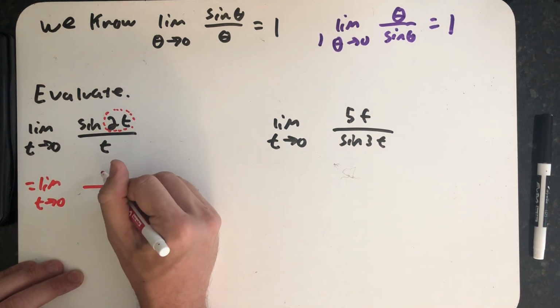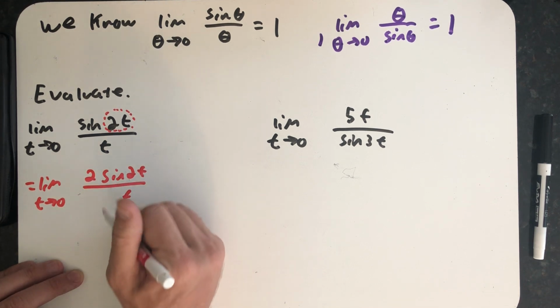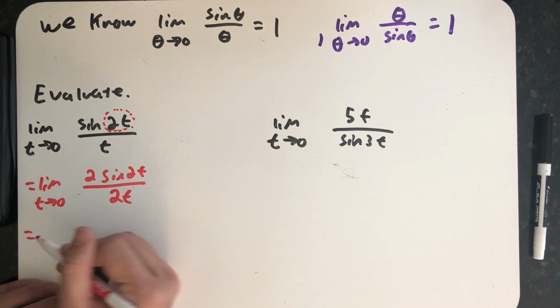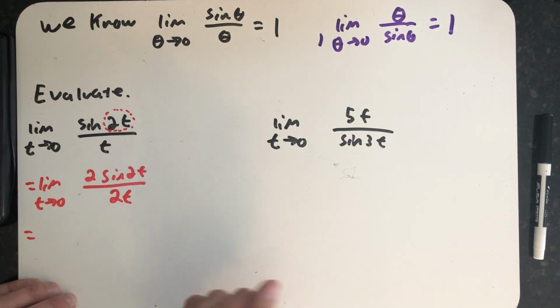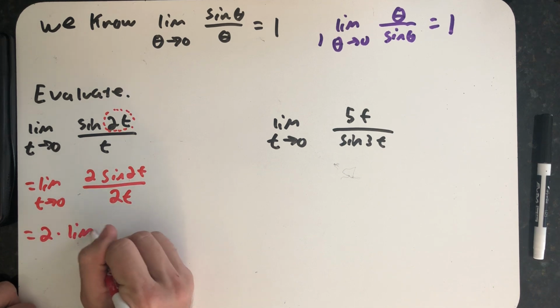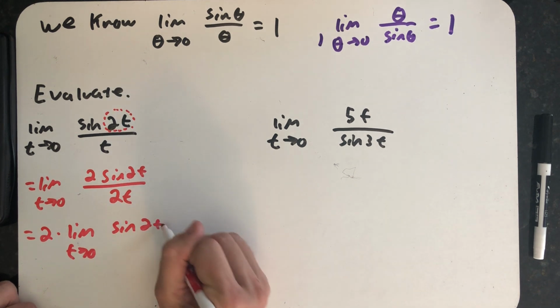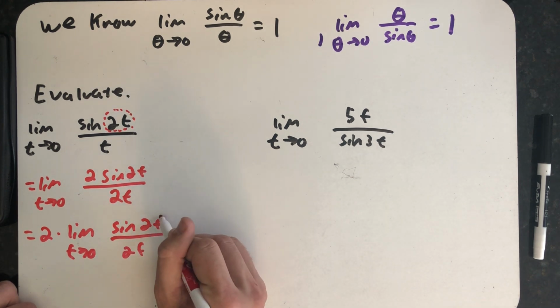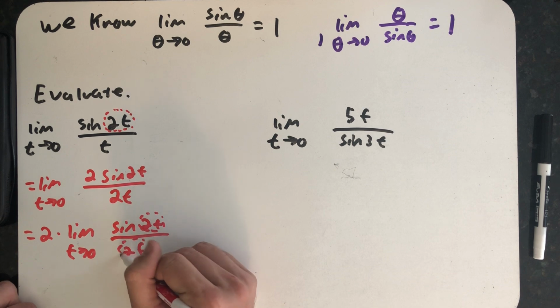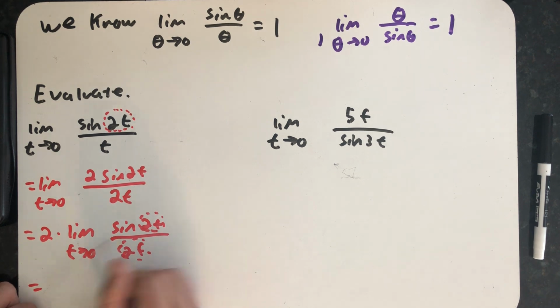One of the things I can always do to a fraction is do the same thing to the top and bottom. So I'm going to multiply the top by 2 and the bottom by 2. Right, because this would cancel out and give me back that. But what I can say now is the constant multiple rule says that 2 could come out front. And now I have sine of 2t over 2t. Something over exactly the same something. This limit is now in this format. And so now I know this limit goes to 1. So 2 times 1 is 2.